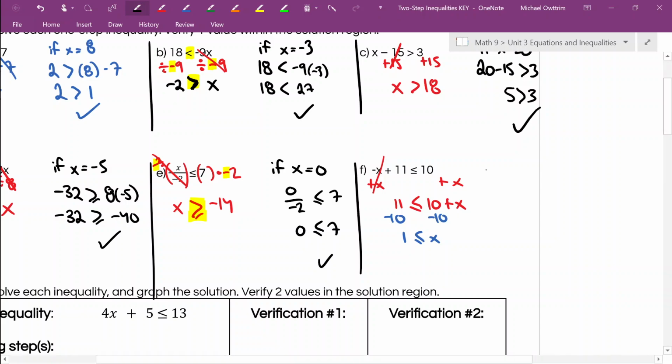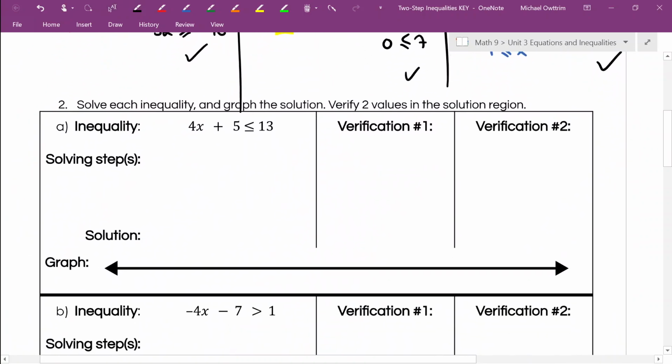So let's check an x that is greater than or equal to 1. I'm going to check if x is 2, which is greater than 1, and I'm going to put that in. I have negative of whatever x is, plus 11, should be less than or equal to 10. Negative 2 plus 11 is 9, which is less than or equal to 10, so that one did work.